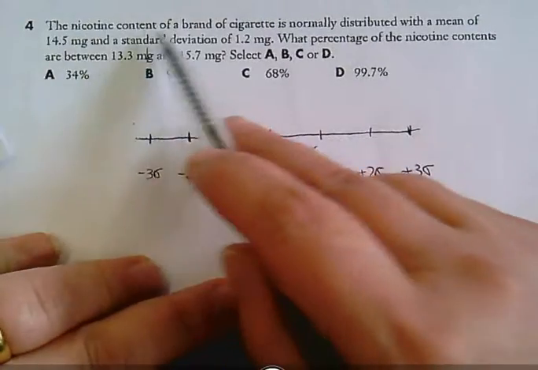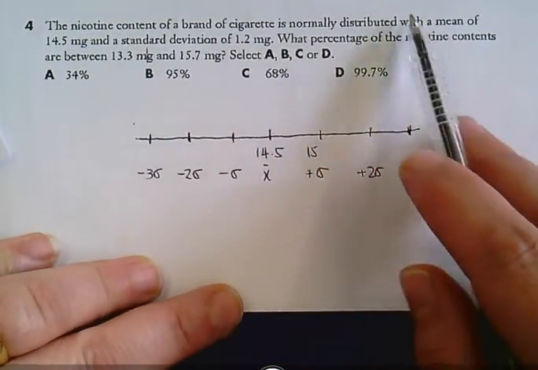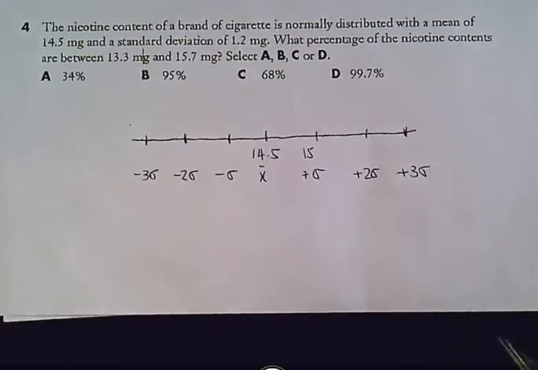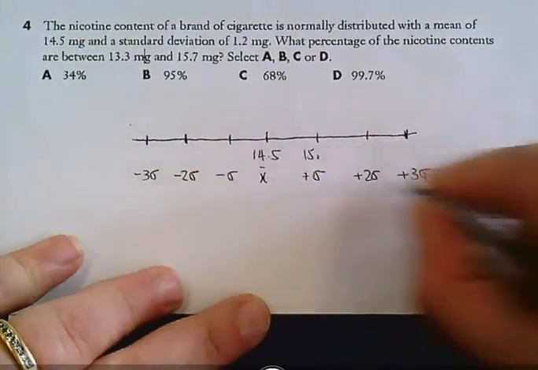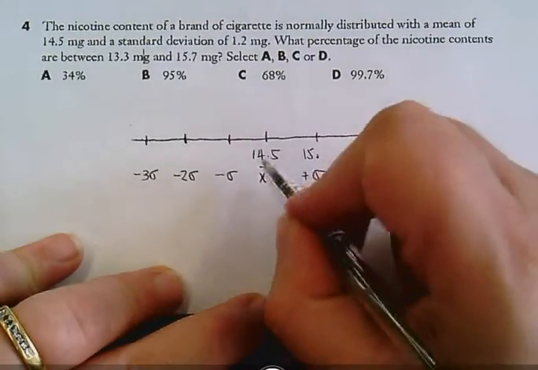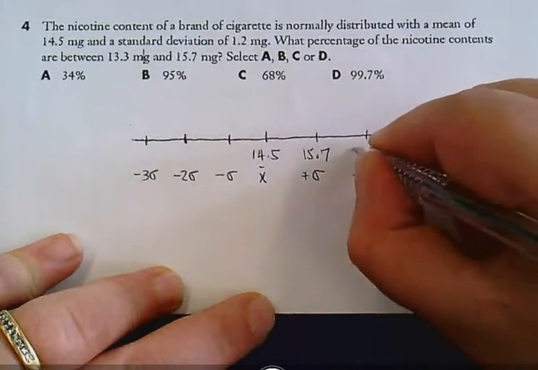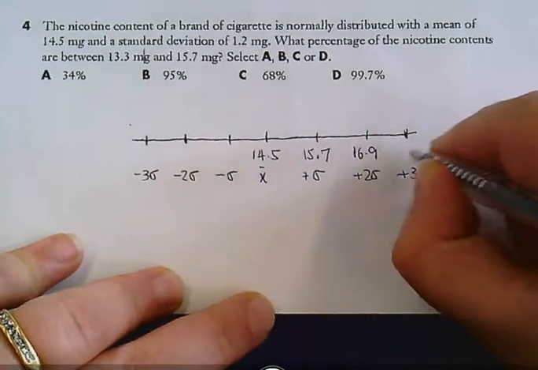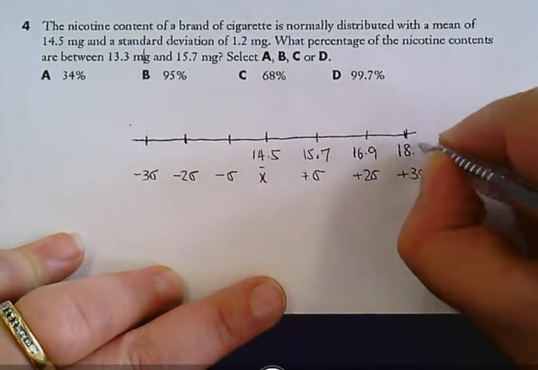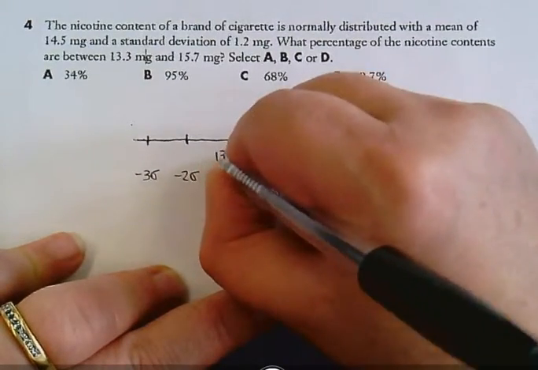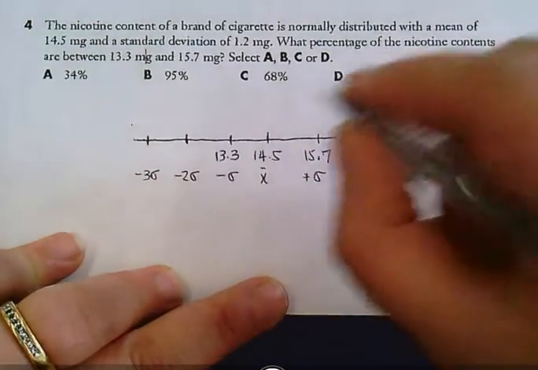4. The nicotine content of a brand of cigarette is normally distributed with a mean of 14.5 milligrams and a standard deviation of 1.2 milligrams. So let's draw our little graph or our number line. 14.5, add 1.2 and you get 15.7. Add 1.2 and you get 16.9. Add 1.2 and I think you get 18.1. Then subtract 1.2, you get 13.3, yes?